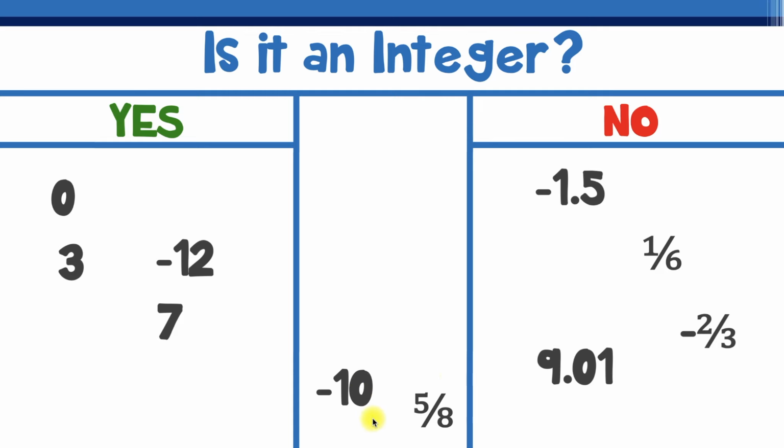Negative 10 is an integer. It's a negative number that's whole. And how about 5/8? No, it's not. Because remember, in order for it to be an integer, it must be a negative or positive number that is whole. Since it's a fraction, it's not a number that's whole.